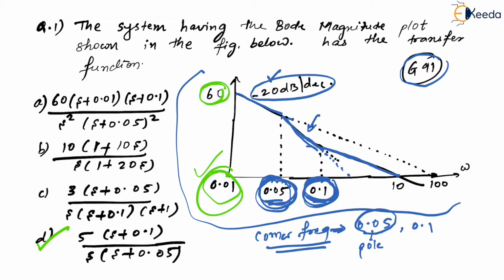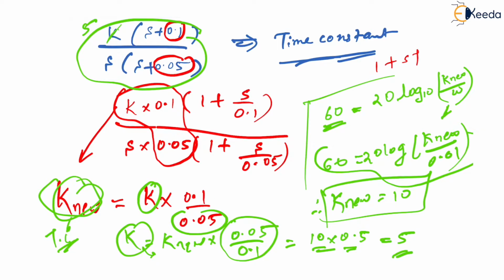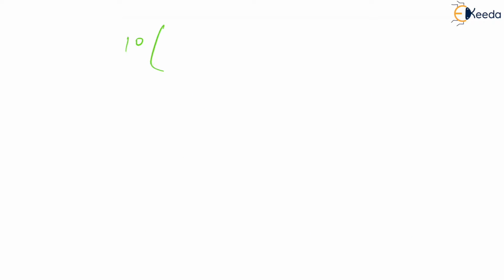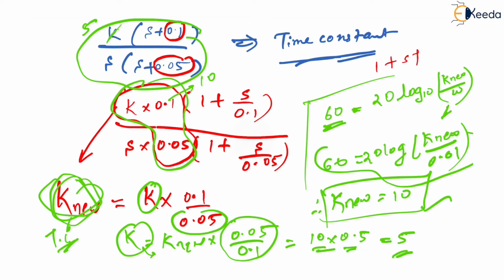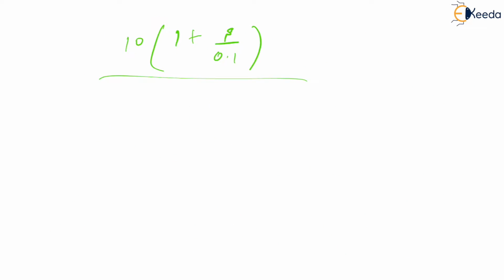But now wait, let me try to show that in time constant form and see what happens. Do you agree that this whole thing is K_nif? This is our time constant form, right? How much is that K_nif now? We had that it is equal to 10. So if I substitute this by 10, I get 10 into 1 plus s upon 0.1, divided by 1 plus s upon 0.05.